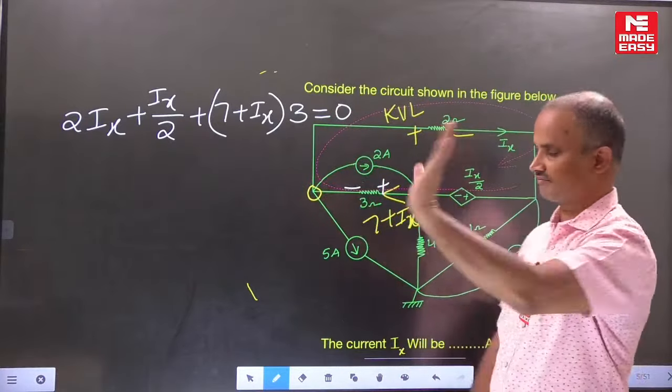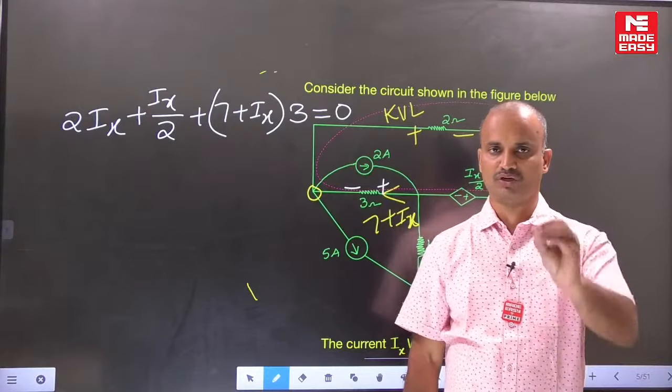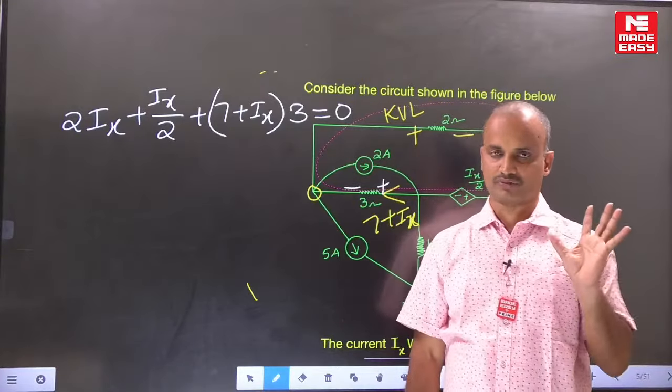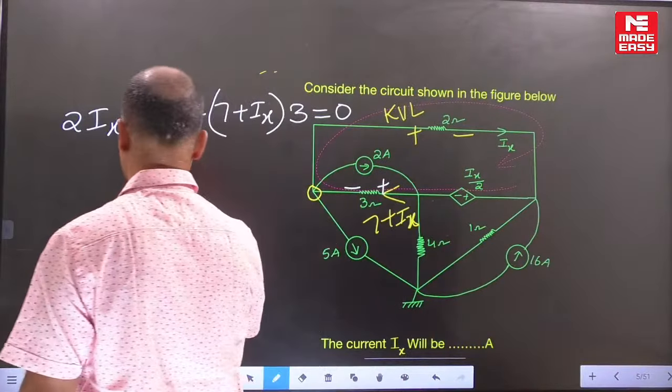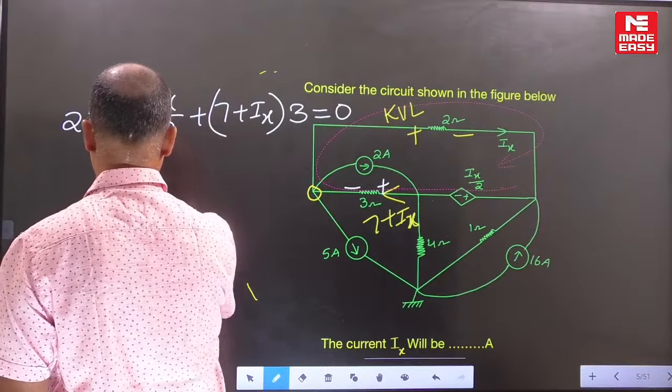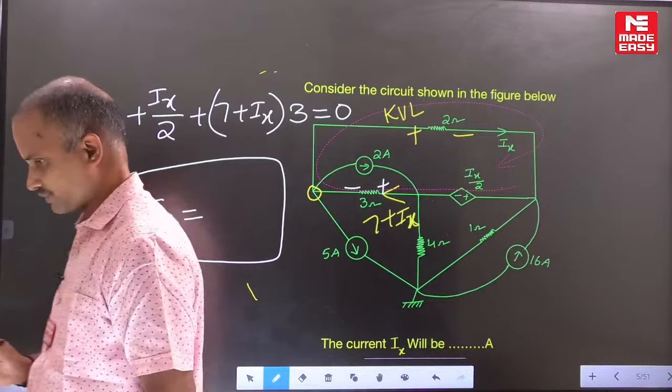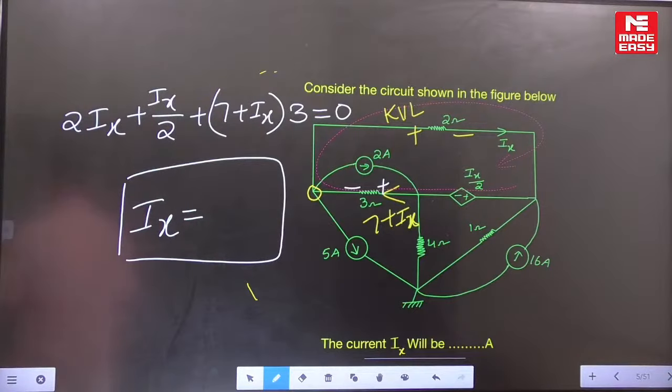Actually, if you look at the figure, a very complex network is given. Only with the help of KCL and KVL, we are directly concluding the answer. What is the unknown in this expression? Only Ix. Now I gave all the hints. I want the answer from your side. Simplify and find the Ix value.